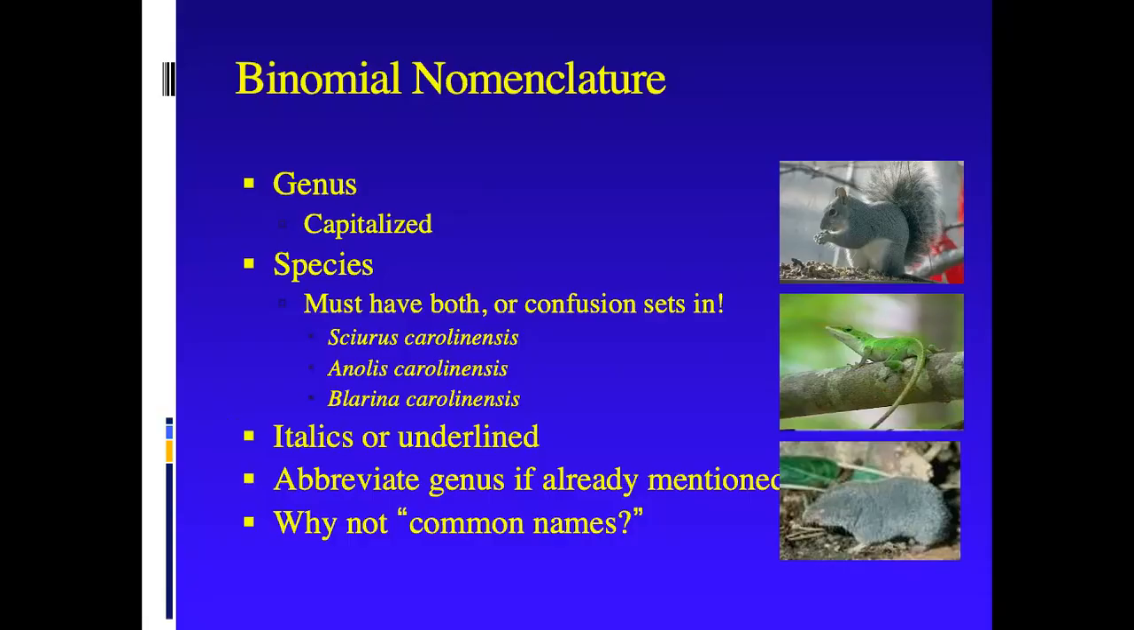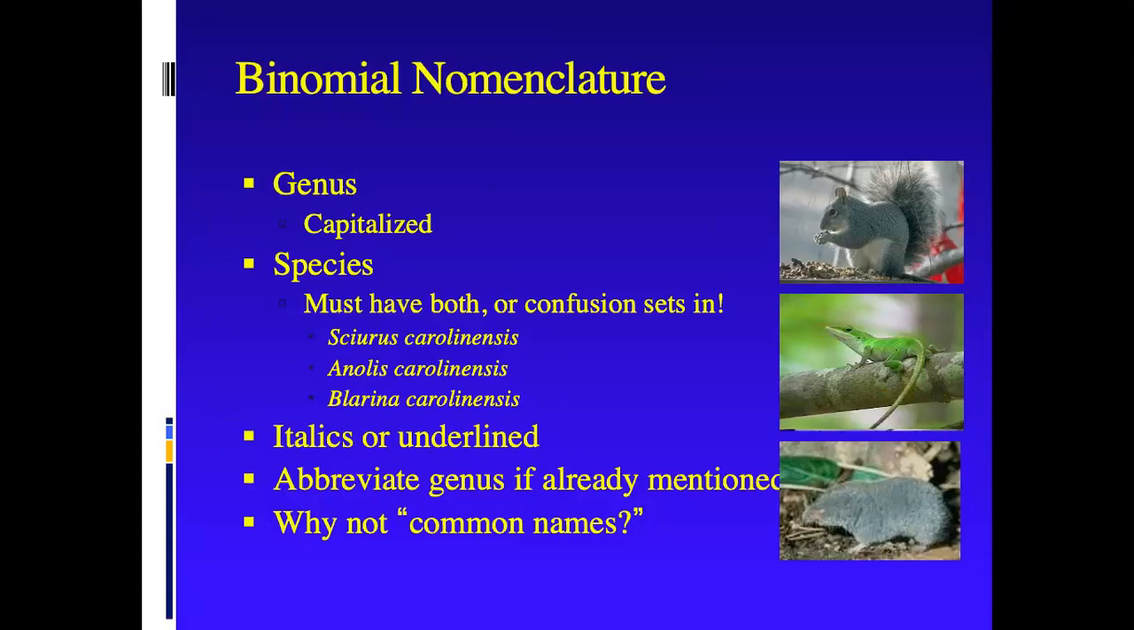The species can only be a species when you include the genus and the species part of the name. Because in conjunction, genus and species together, you're talking about a distinct entity. Because if we just say carolinensis, are we talking about a squirrel, a lizard, or a shrew? You don't know. It's like E. coli. Well, if I say E. coli, what are you thinking of?